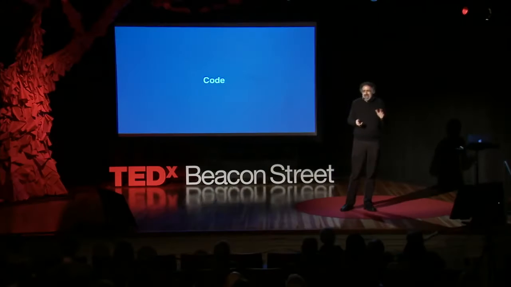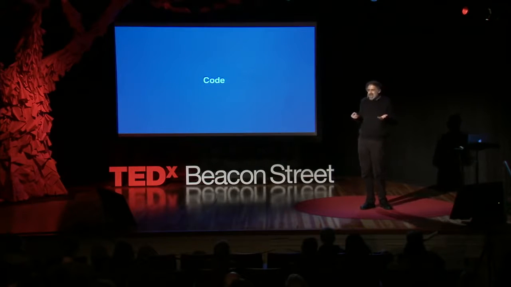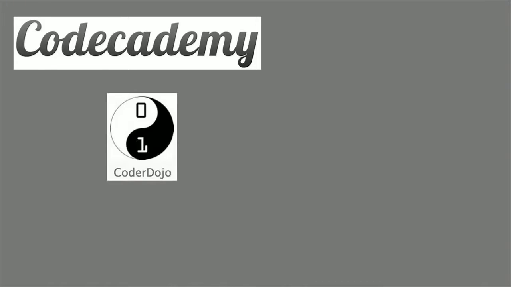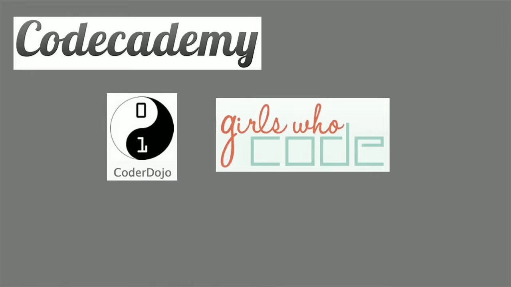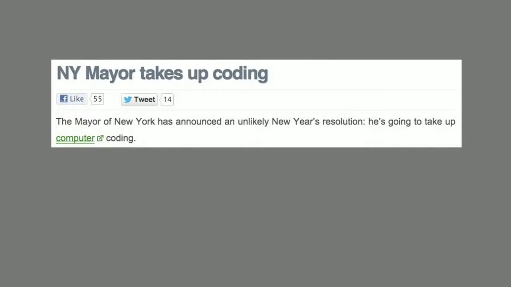So increasingly, people are starting to recognize the importance of learning to code. In recent years, there have been hundreds of new organizations and websites that are helping young people learn to code. You look online, you'll see places like Code Academy and events like Coder Dojo and sites like Girls Who Code or Black Girls Code. It seems that everybody is getting into the act. Just at the beginning of this year, at the turn of the new year, New York City Mayor Michael Bloomberg made a New Year's resolution that he was going to learn to code in 2012.